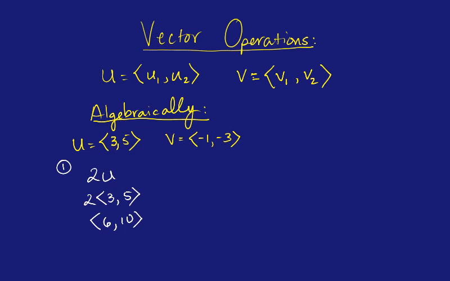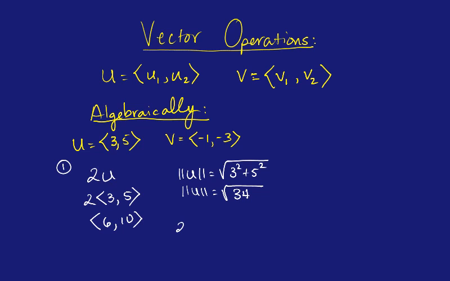The neat thing about that is it's not just doubling, right? It's not just doubling the numbers inside, but what it's really doing is it's doubling the magnitude. So if you were to think about it this way, the magnitude of u would be found by doing the square root of 3 squared plus 5 squared. And so the magnitude of u would equal, right, the square root of 9 plus 25, which is the square root of 34.